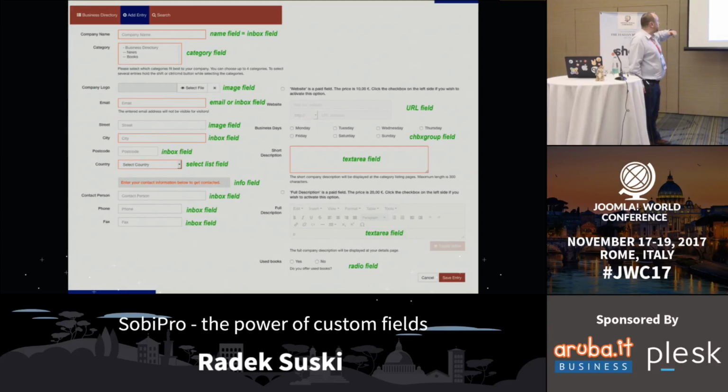This is how it looks when you are trying to add or edit an entry. You have all those fields like input fields, category fields, as I mentioned before. The category is also a field, and you can use it multiple times. For example, you can say my primary category is this one, and secondary and tertiary or additional categories are in this field. You can have the email fields.